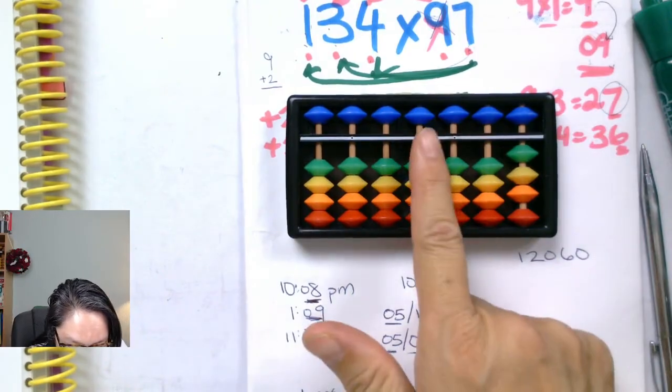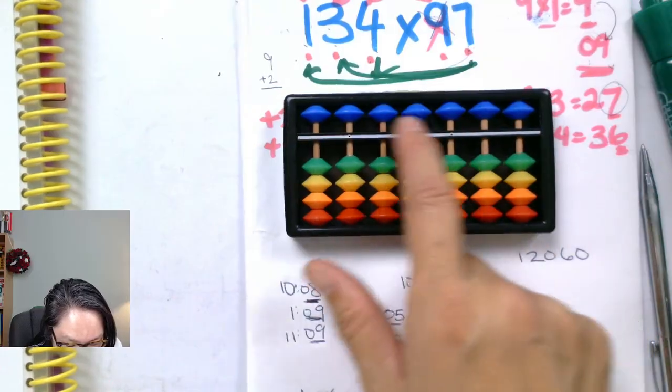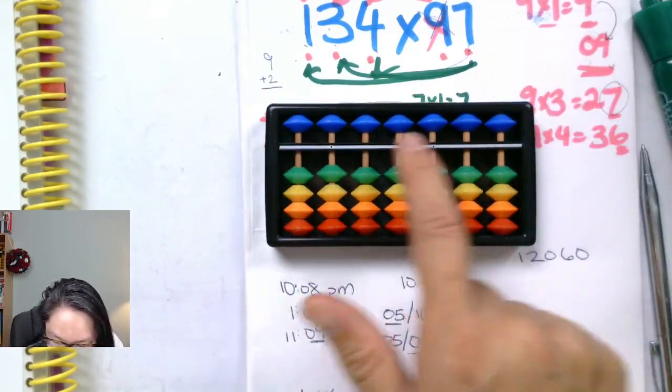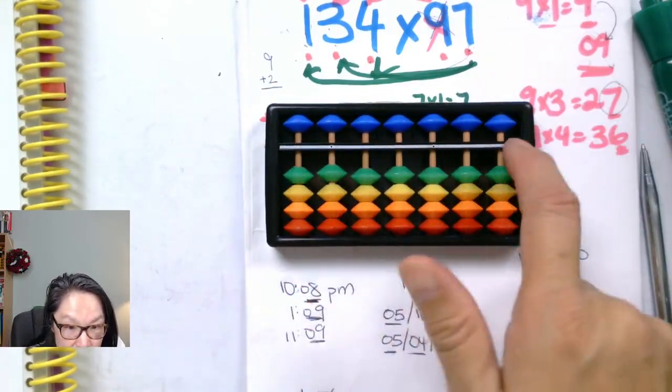Yeah. Okay, so what we're going to do is we're going to read the abacus. This is 0. Because this is 0, none of the beads are touching the horizontal bar.